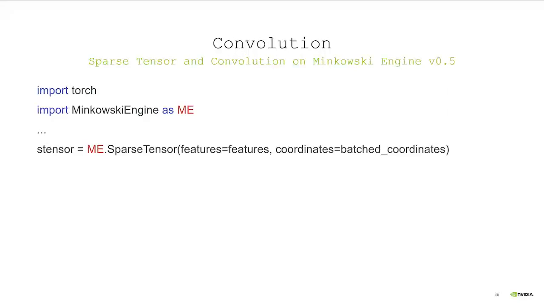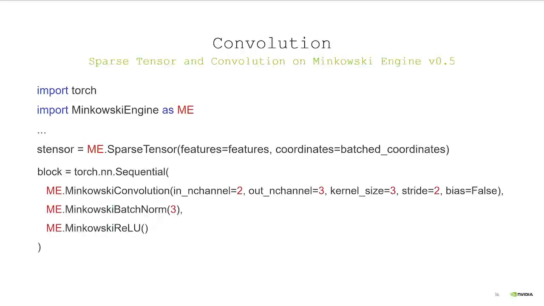And creating a layer is also as simple as creating a network in PyTorch. Simply add a list of layers you want into the PyTorch sequential. And here I added convolution, batch normalization, and ReLU layers. And feed forward is simply passing the input sparse tensor as an argument to the layer.